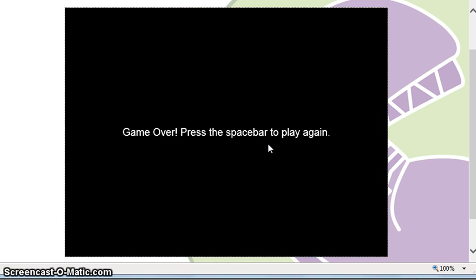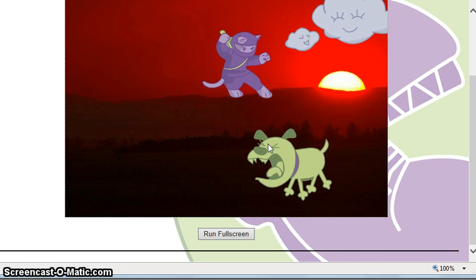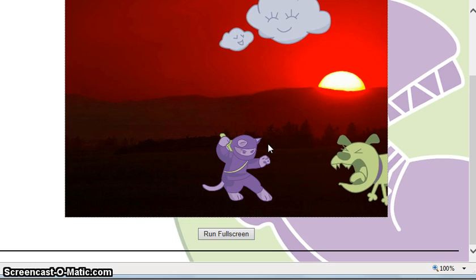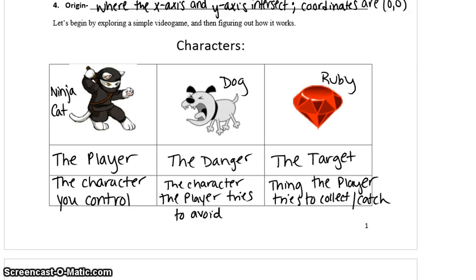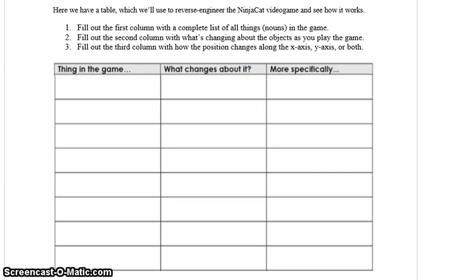So I just got game over. I collided with the dog, so I have a game over. I can go back and play this again, but I think you guys probably get the gist. So let's go back to our note packet and take a look at page 2. Let's go ahead and fill in all of the things in the game.